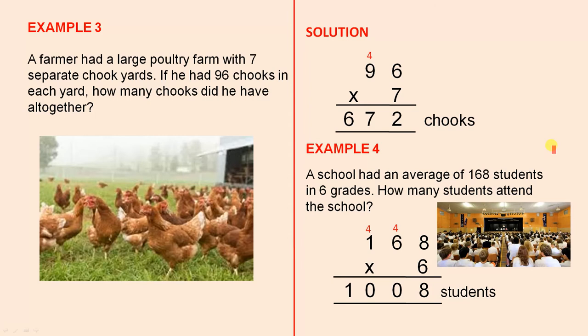Example 4. A school had an average of 168 students in 6 grades. How many students attend the school? So that's the average number per grade, and we have 6 grades. 6 8s are 48, there's the 8 and the 4 10s. 6 6s are 36, plus 4 is 40, there's the 0 and there's the 4. 6 1s are 6, plus 4 is 10. So we have 1008 students.